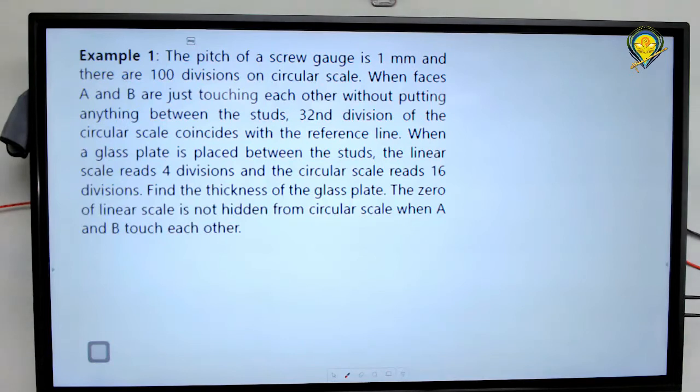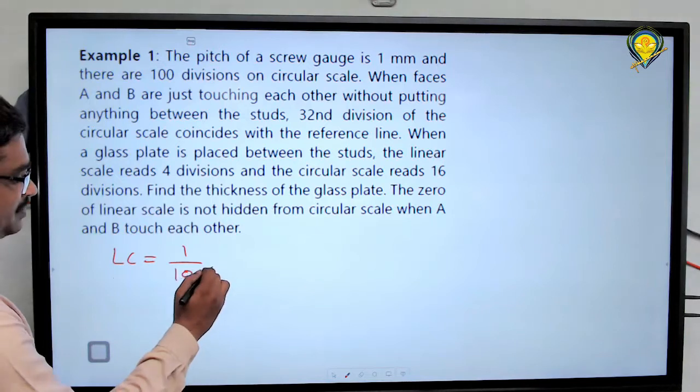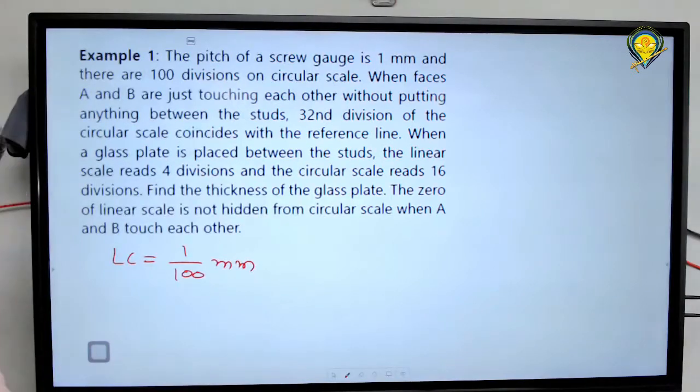Pitch of this screw gauge is 1 mm and there are 100 divisions. That means least count is how much? So 1 by 100 mm. Least count equal to 1 by 100 mm. Can I write directly? Next one.